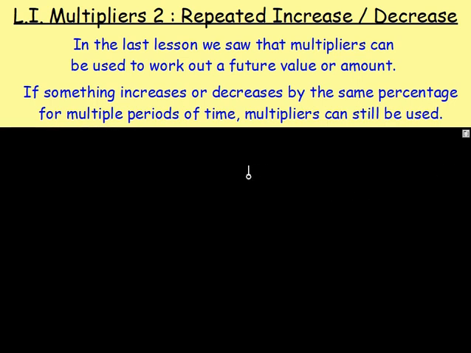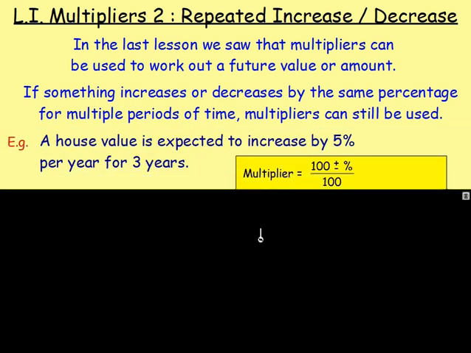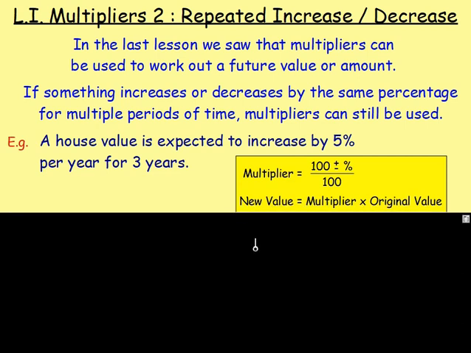If we do have something like that, we can still use multipliers. An example: a house value is expected to increase by 5% per year for 3 years. If we wanted to work out the value then, again we can use multipliers. We start at 100, we add the percentage, we divide by 100. What lots of people do though is they use that multiplier and then they just multiply it by 3. Or they work out 5% of the value and they times that by 3.